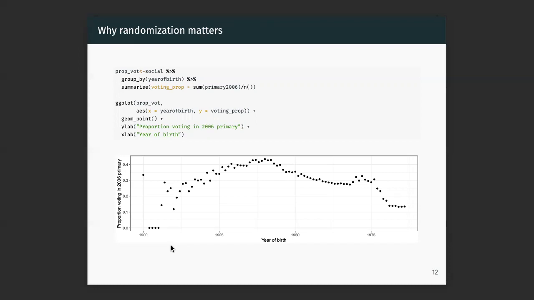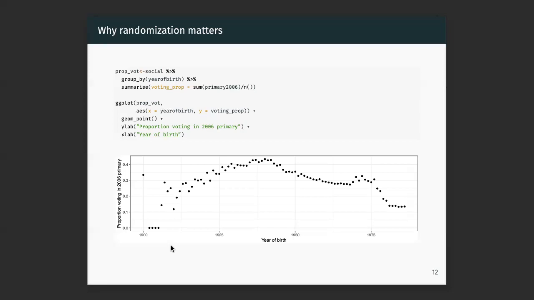Who's most likely to vote by year of birth? Where is this peaked? People born around 1942. Boomers. They vote. Over 40% of them voted in the primary election in this range in 2006. Who's this? That's actually me. But this is people born in the mid to late 80s. How often are they voting? Less than 15% of them voted in that primary.